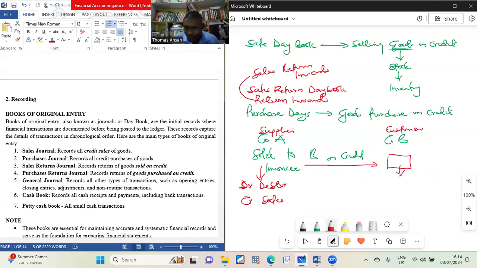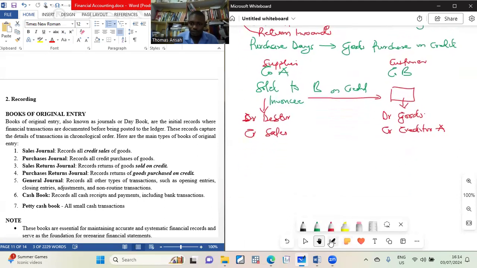Now, this guy is a customer. In his book, what do you think he has done? He bought goods, so he will debit goods. He hasn't paid yet, so what will you do? You will credit what? The creditor, which is company A. All right. So now this is what happened. The goods that this man bought, he has returned some.